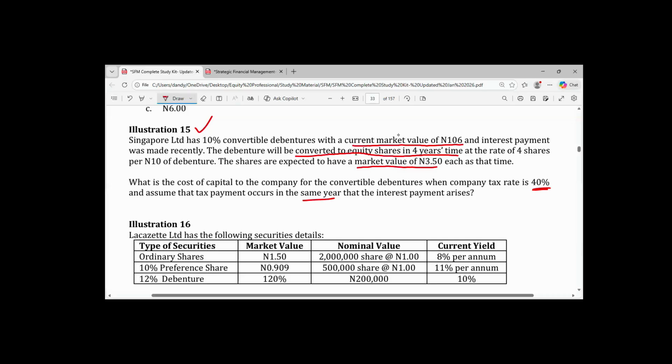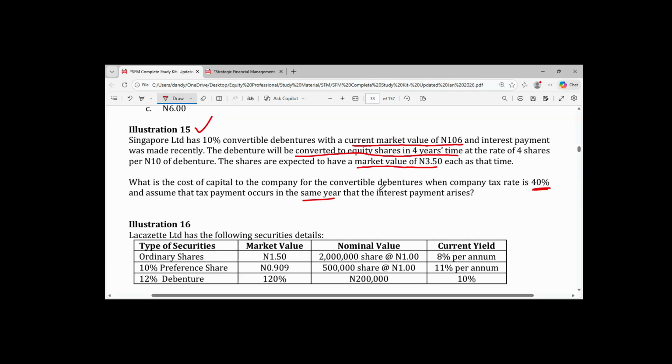The last thing I need to consider here is to confirm from the question how I am going to determine the conversion value. On what basis am I going to convert the debenture to ordinary share capital? The examiner told you that the debenture will be converted to equity shares in 4 years' time at the rate of 4 shares per 10 naira of debenture. So that will be 4 shares multiplied by 10 naira, then multiplied by the market price of 3 naira 50 kobo. Whatever I have will become my redemption value.